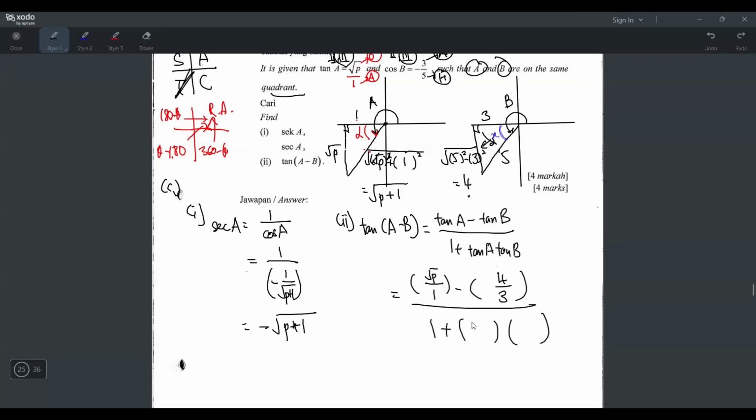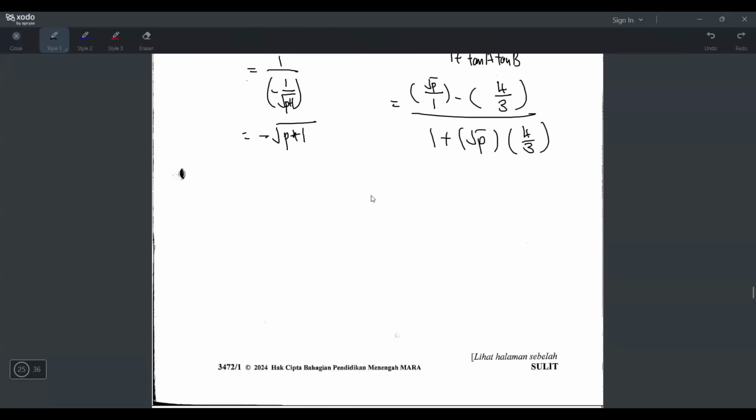Tangent A, you already did earlier: square root P over 1, or just write square root P is also fine. And then tangent B is 4 over 3. Okay, just copy from above, because you already did it earlier. Okay, now we just simplify this one. Square root P over 1 means square root P, right?